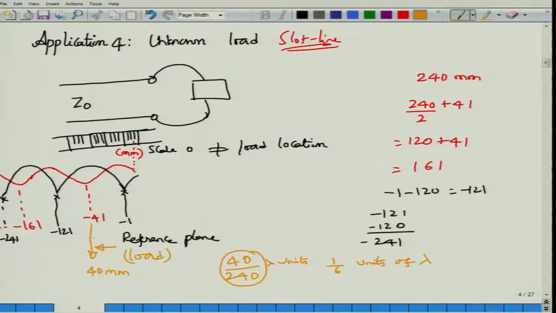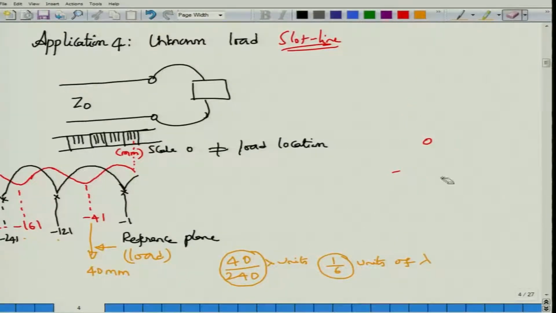This is the first voltage minima that I have. I have arbitrarily chosen this as -1. If I wanted, I can choose this as a reference, then my minima would be at -161, which incidentally is again 40 mm away, because these are all of course periodic. Now what is the usefulness of this 1/6? Here is where our Smith chart will help us. Let us look at the Smith chart construction done very hastily.